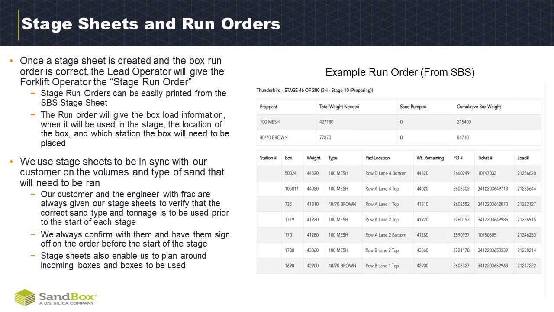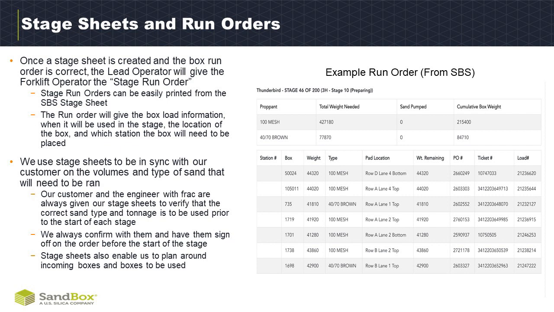Once a stage sheet is created and the box run order is correct, the lead operator will give the forklift operator the final stage run order. Stage run orders can be easily printed from the SBS stage sheet. The run order will give the box load information, when it will be used in the stage, the pad location of the box, and which station the box will need to be placed.